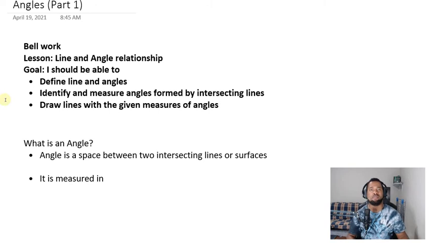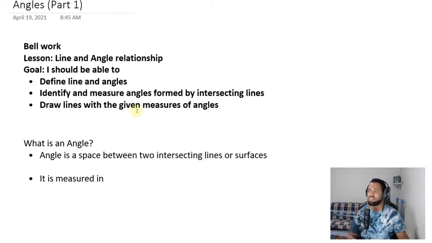This is where our bell work comes in, so please make sure you grab your notes and your pencils, and then write the bell work down, which states that first we need to know what the lesson is, which is line and angle relationships. That's our goal, and our goal specifically is to be able to define what a line is, what an angle is, identify and measure angles formed by intersecting lines, and draw lines with the given measures of angles. So all these three things are what we're going to talk about.